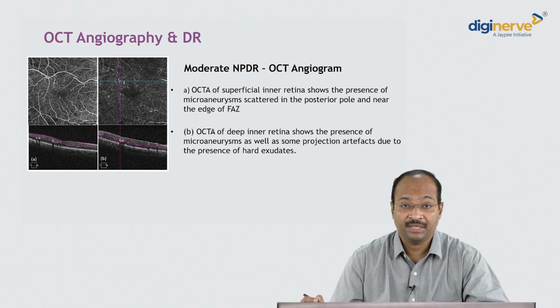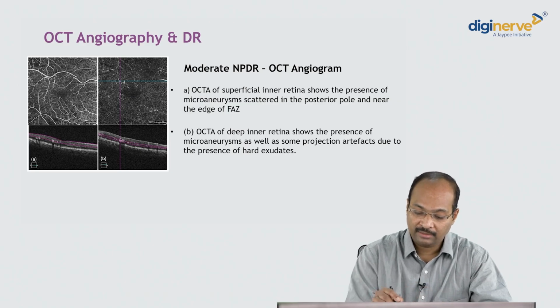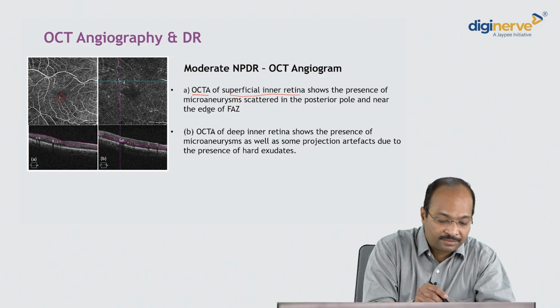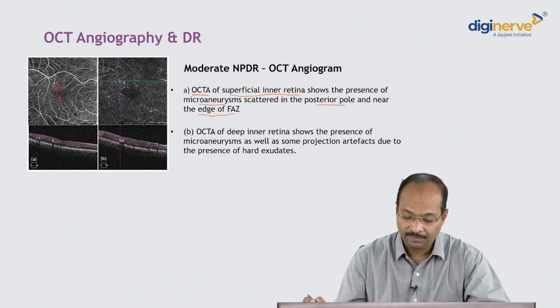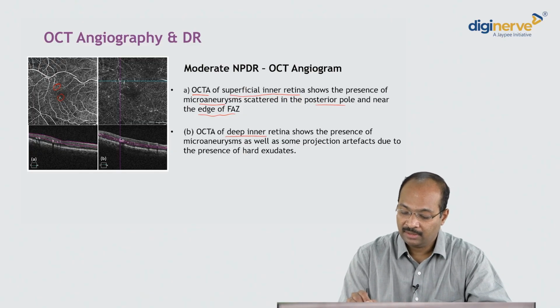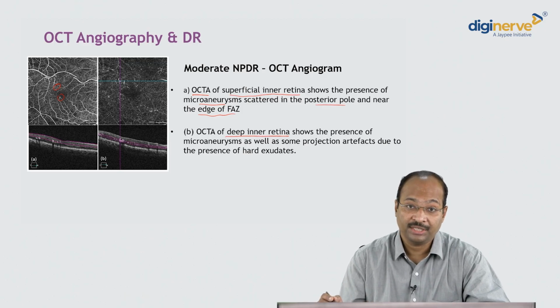An example of an OCT angiogram of a patient with moderate non-proliferative diabetic retinopathy. In panel A, you see the OCTA of the superficial inner retina, which shows the presence of microaneurysms, as you can see here, scattered in the posterior pole and near the edges of the foveal avascular zone. Panel B shows us the deep inner retina and the presence of microaneurysms as well as some projection artifacts due to the presence of these hard exudates.